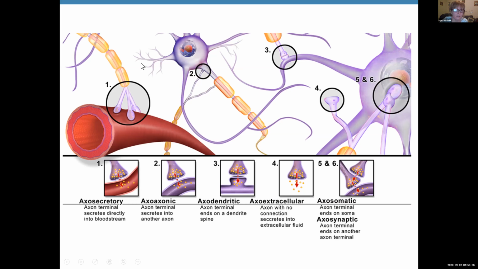And on this diagram, you can see that neurons don't necessarily synapse with another neuron. They can synapse with an effector organ, for example, with your blood vessels.